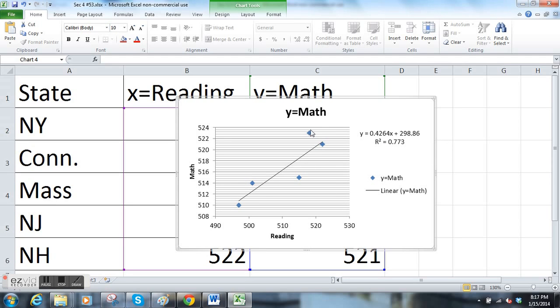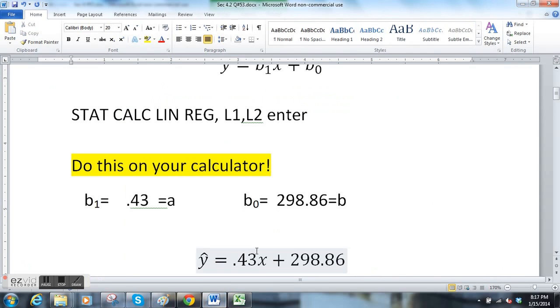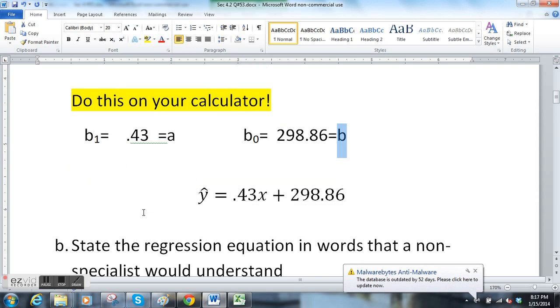So you can see that that's a mildly strong positive relationship, which is what you would expect, that when the reading score goes up, the math score goes up for those people really good at taking the SAT. So B1, which is the slope, is 0.43. I think your calculator calls that A. B0, which is the y-intercept, is 298.86. I think your calculator calls that B. So just make sure you know the notation.